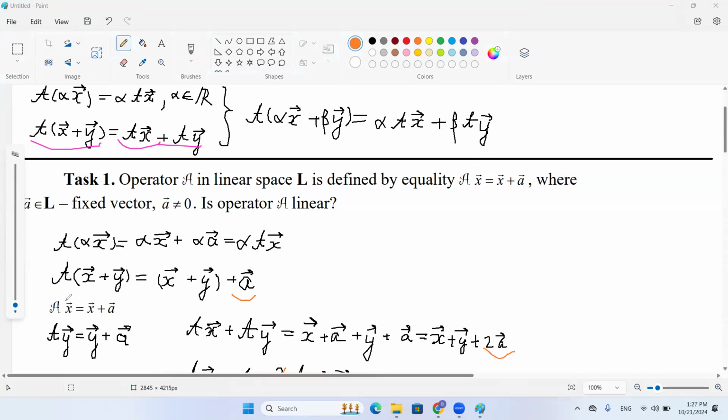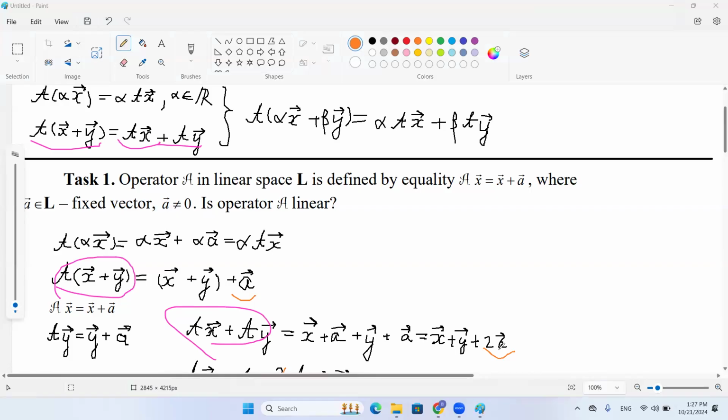If we apply it separately to x and to y, we add a to x and we add a to y. Then we need to add these two expressions, as you say. We need to verify if this equals this. And as we see, they are not equal.